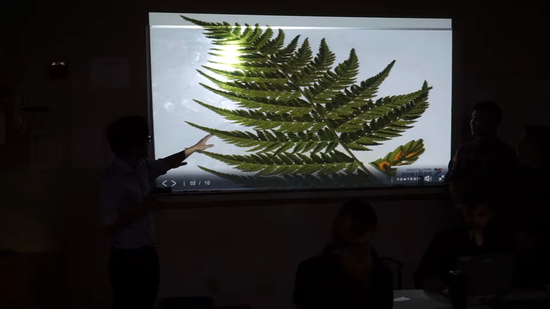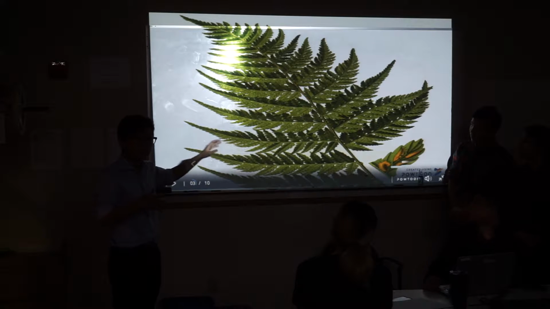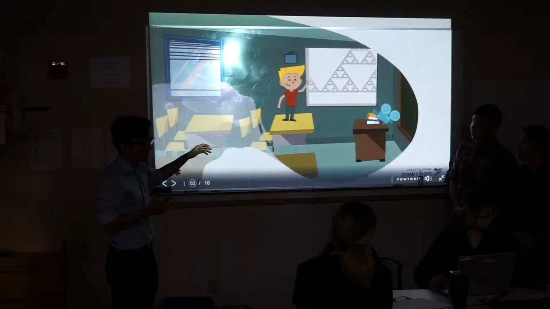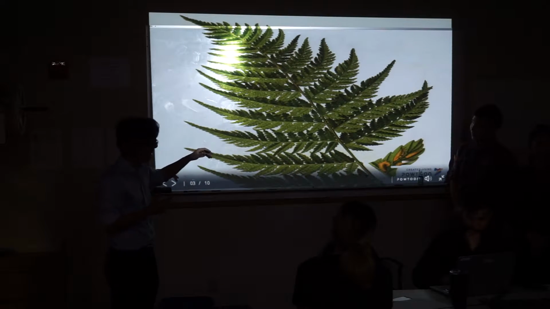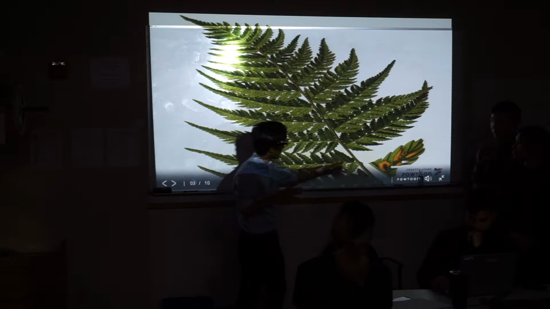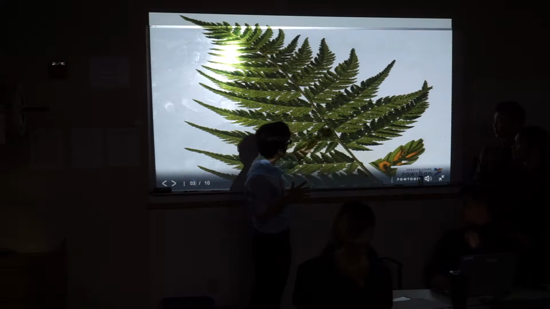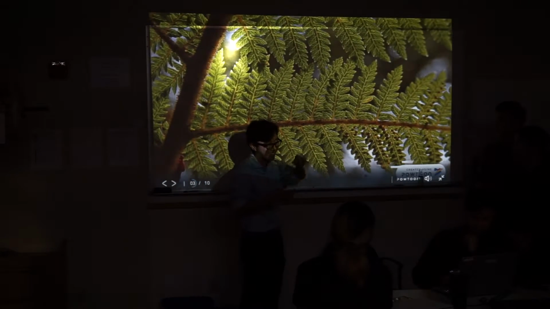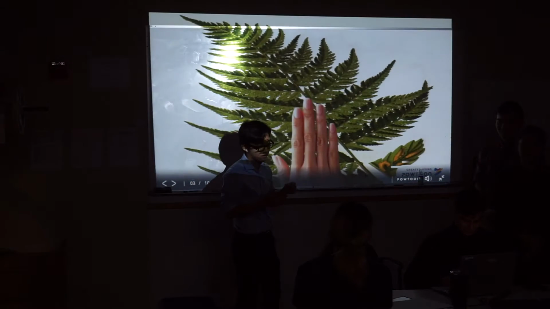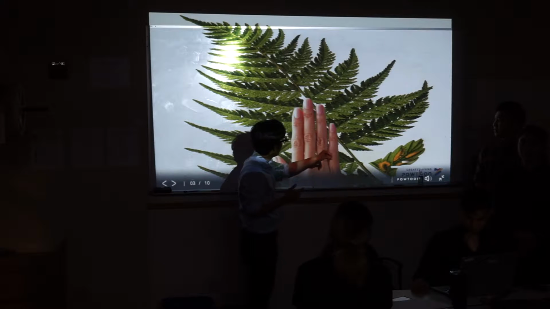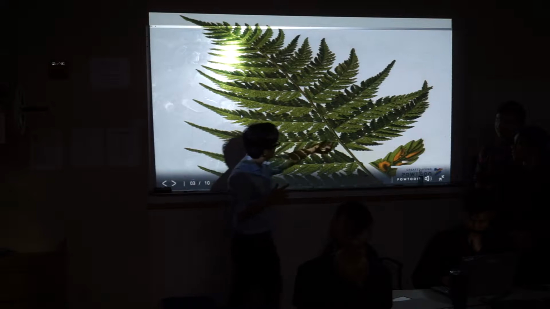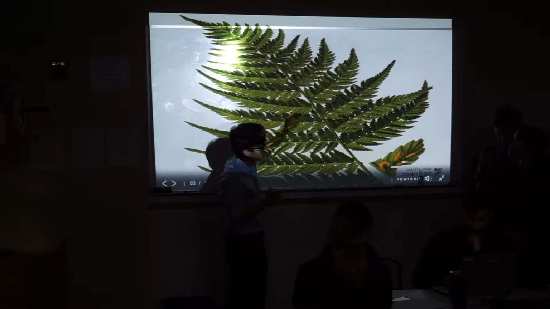One of the basic examples of a fractal in nature itself is a fern. As you can see, the basic layout of a fern is the main stem that comes up the middle, and then the branches that come off the sides, which would be the basic layout of a fern.